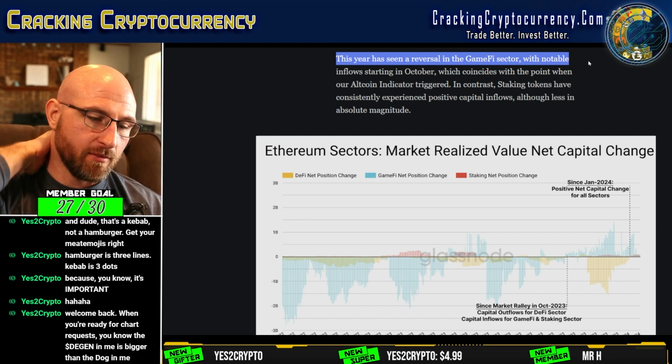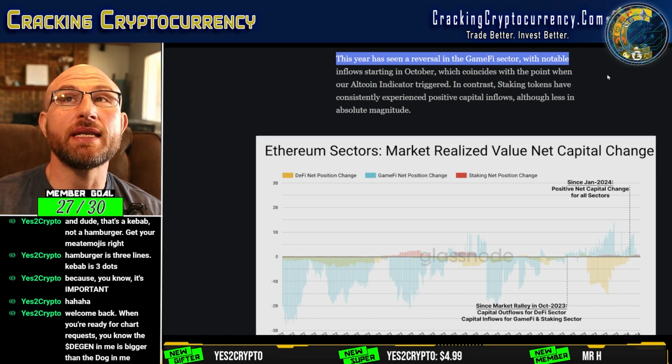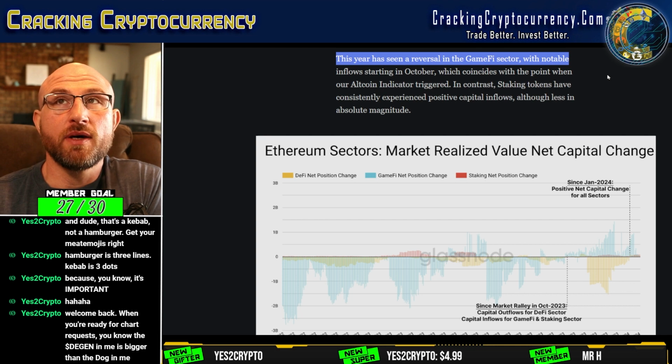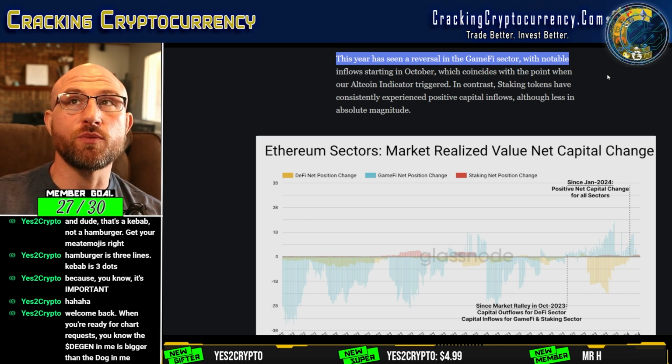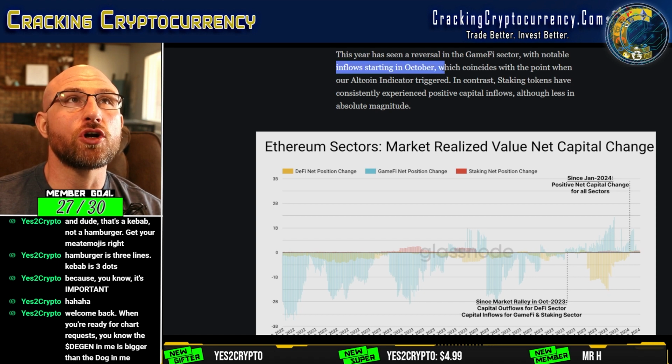Basically, they're saying that lots of money was flowing out of the GameFi sector in 2023. But now, as we've kicked off 2024, we've had 2 months of 2024. That is now reversed, and we are seeing a lot of capital flow into GameFi, with notable inflows started in October, which coincides with the point when our altcoin season indicator triggered.